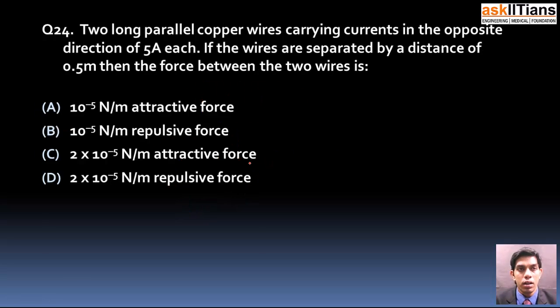Moving on. Two long parallel copper wires carrying currents in opposite directions of 5 ampere each. If the wires are separated by a distance of 0.5 meter, then the force between the wires is, so it's given that the two copper wires are carrying current in opposite directions.